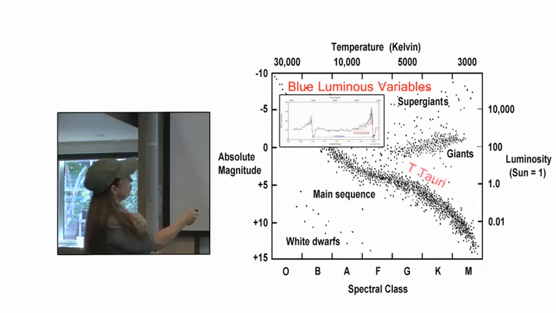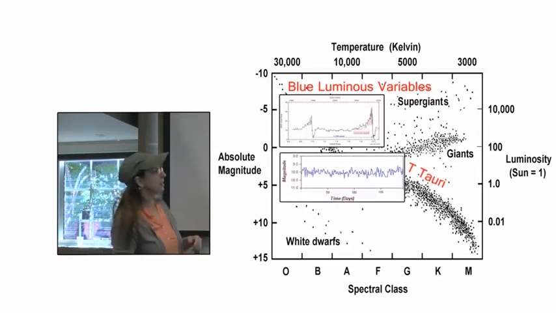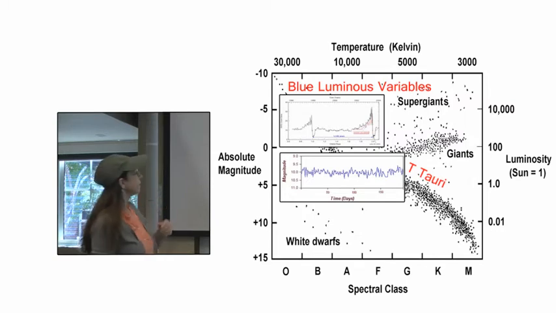T Tauri stars are located over here, stars that are just dropping onto the main sequence. And this is the actual light curve of T Tauri. You see they're very erratic in their behavior.